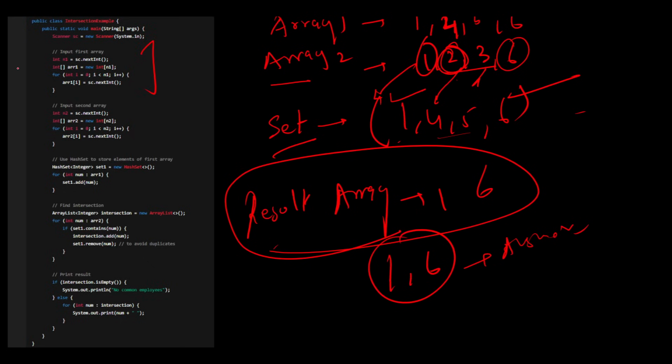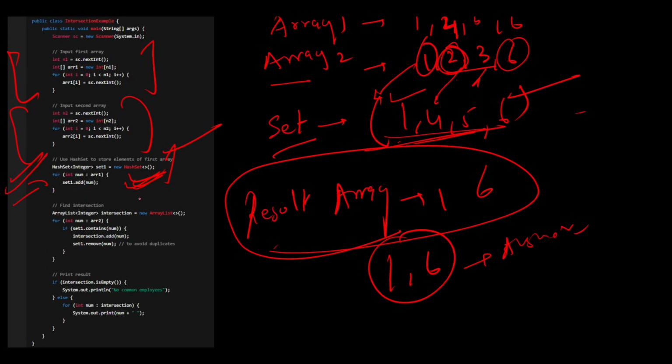So first we are taking the inputs of the two arrays. This is pretty much simple. Then we are creating one hash set. If you can see here, a hash set of integers we are creating. Then we are inserting the numbers from array 1 into the hash set.